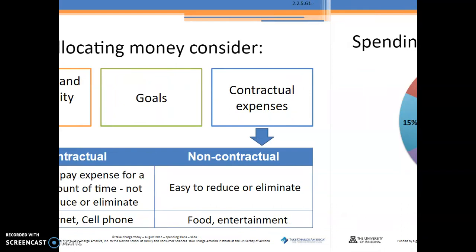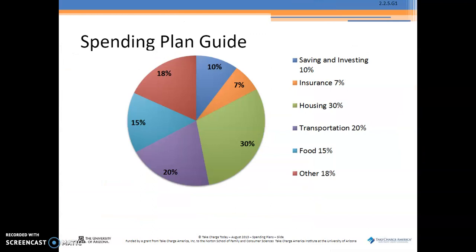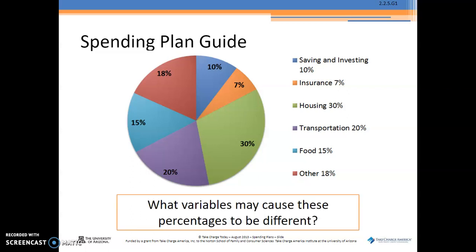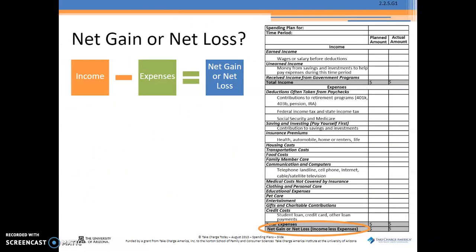Now, moving on, let's take a look at this pie chart. So a spending plan guide might be that you're going to take a percentage of your money and allocate it to certain categories. Maybe 10% to saving and investing, 7% to insurance, 30% to housing, 20% transportation, 15% food, 18% other. Obviously, those numbers and percentages can be changed and manipulated and updated. What variables may cause these percentages to be different? Different aspects of your life, different types of income. There's a whole mess of different factors that could happen throughout life that's going to impact your spending guide.